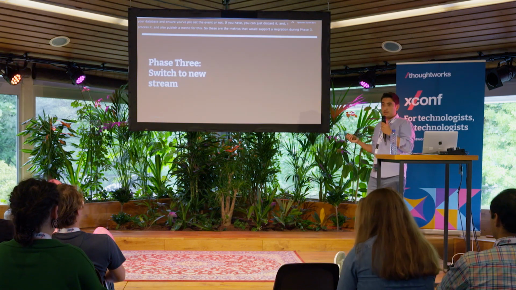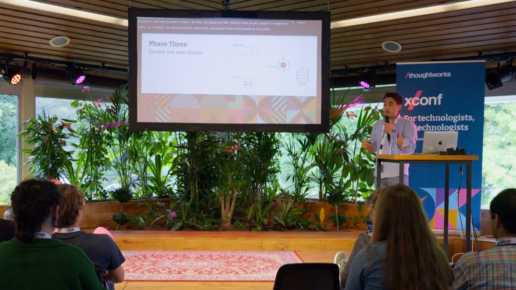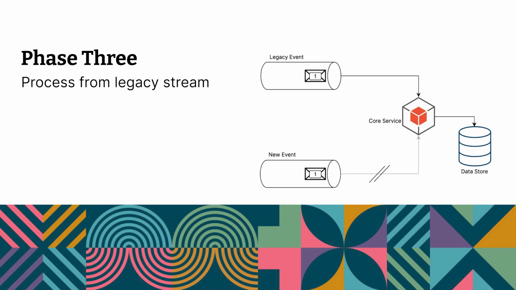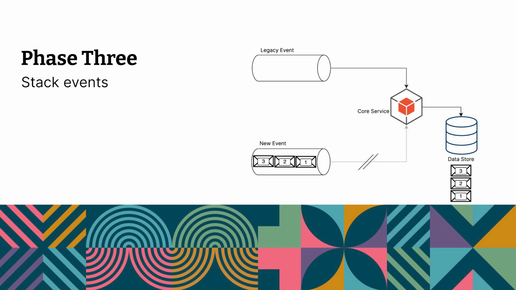Right, so in phase 3, what we would actually do is just switch the connection from one stream to the other. And the first thing that we would do would be to pause the connection to the new event type, and we would just wait for events to start coming, piling up in the queue, right? And we would allow the same events to come through the legacy event type, and we would process them, right? And we would need to wait some more, right? Because we want to generate an overlap of the events.